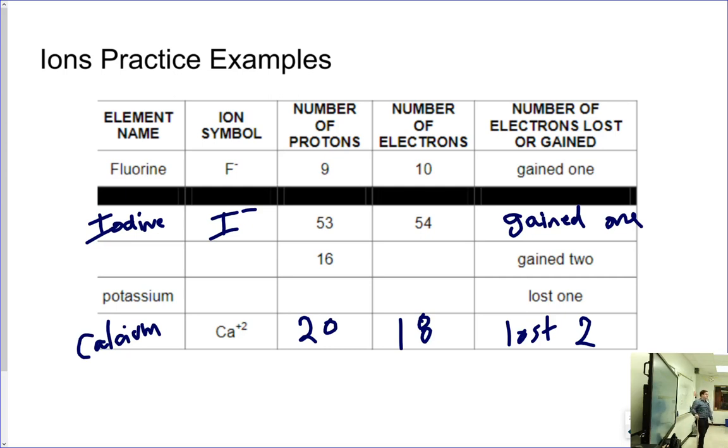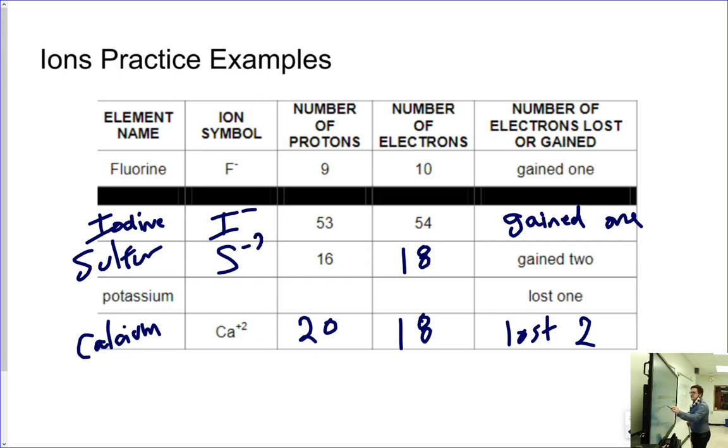I got 16 protons. What element do I have? Sulfur. And what's the symbol for sulfur? S, right? Now I've gained 2 electrons. So if I start with 16, I've gained 2. How many electrons do I have? 18, absolutely. So we got 18 electrons. So what's the charge going to be? Negative 2, absolutely.